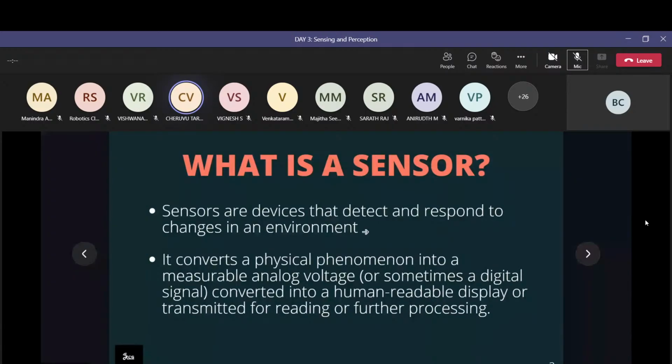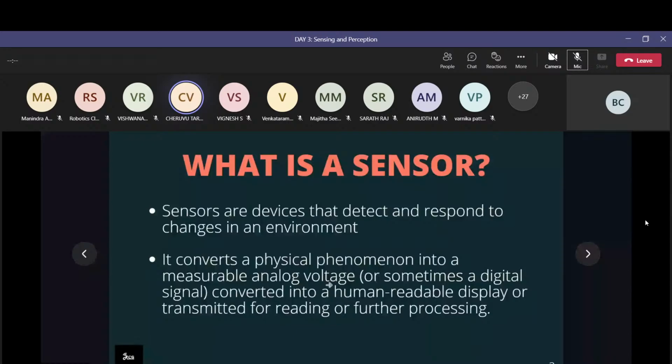It's already written in the slide. Sensors are devices that detect and respond to changes in the environment. That's nothing but a sensor. So what is the basic work of a sensor? The basic work of a sensor is to sense the changes in the environment. It converts a physical phenomenon into a measurable analog voltage, converted into a human readable display, or transmitted for reading or further processing.